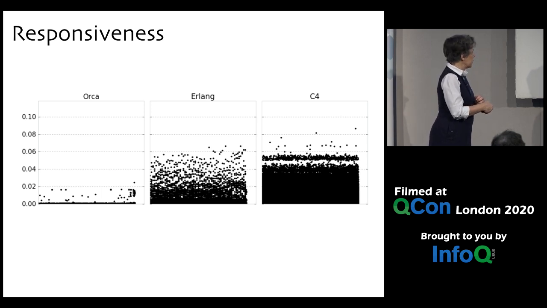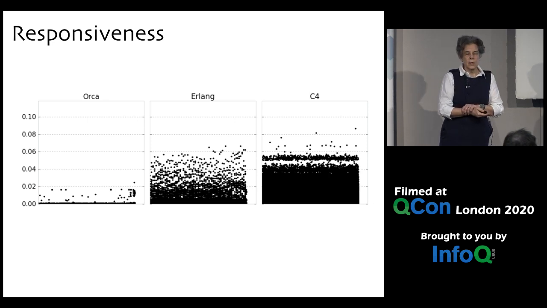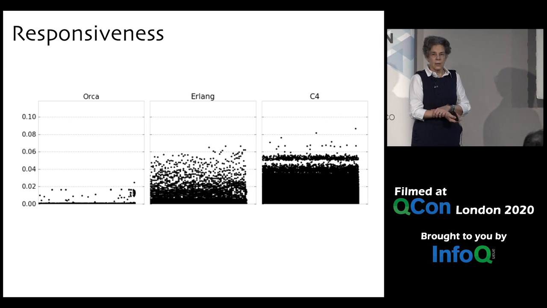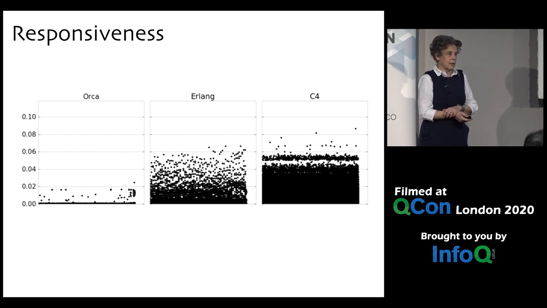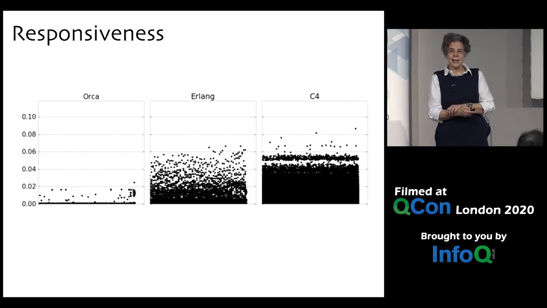And we saw that in the case of Orca, the jitter is very low. In Erlang, it's higher, and in C4, it's even worse. So this is, again, another indication that things are very encouraging.